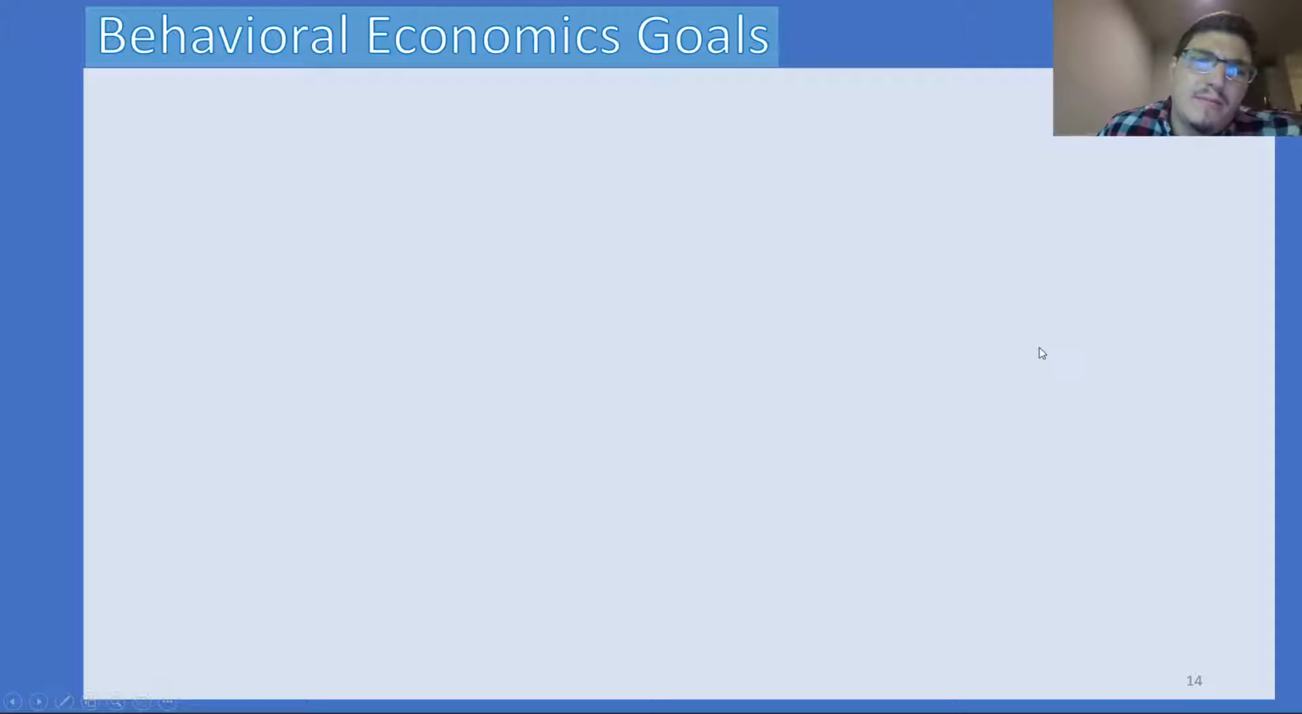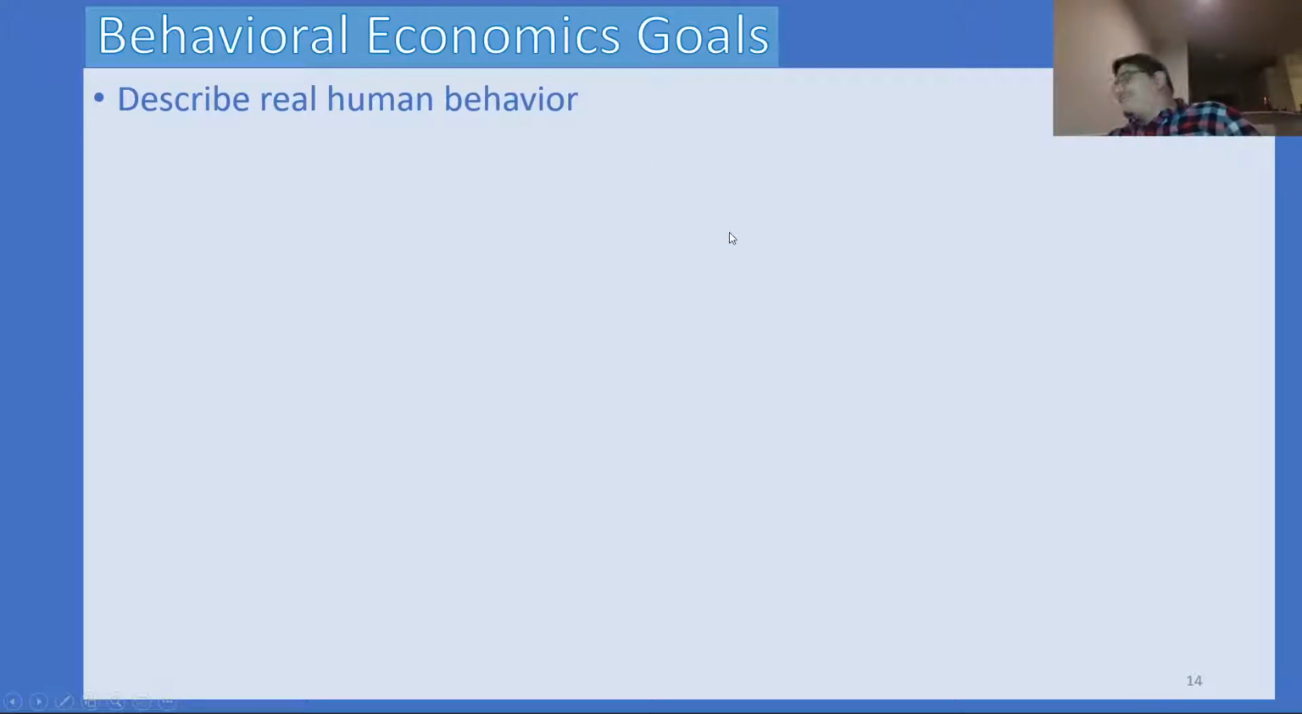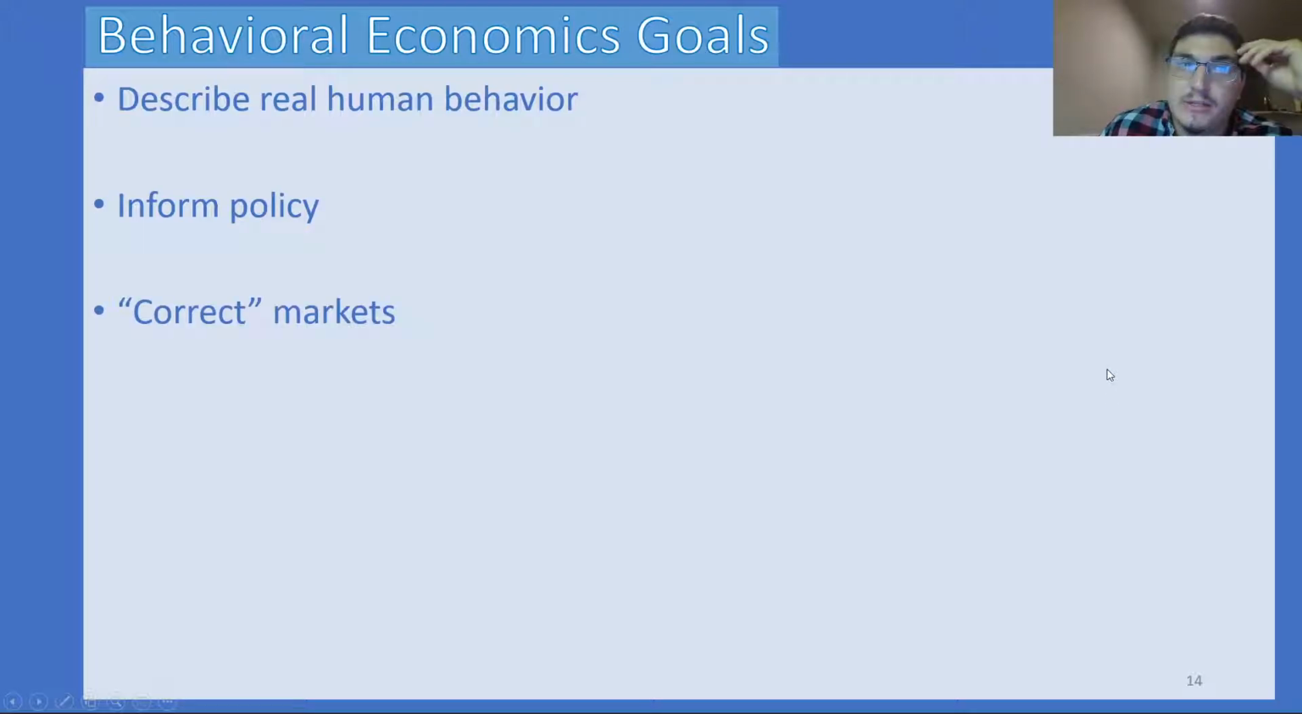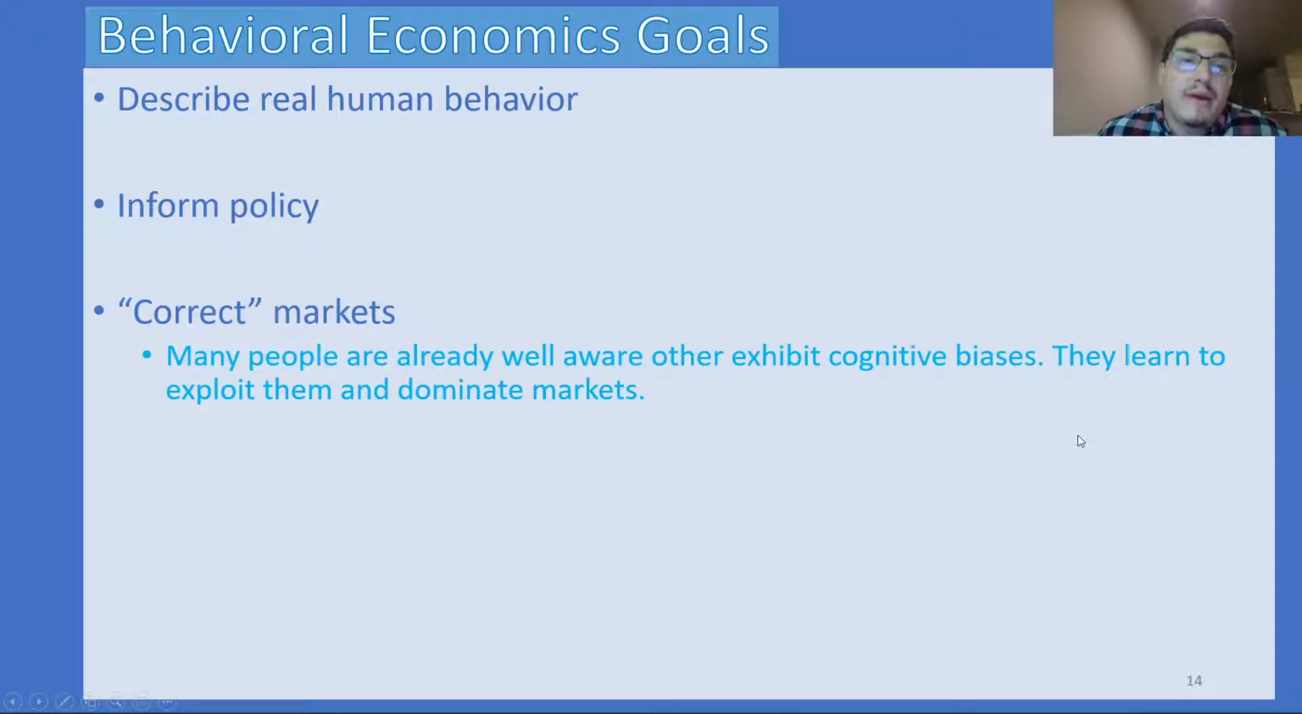Now, what are the goals of behavioral economics? Jumping through here. Storm, my dog's just camped out right here, rushing me along. Anyways, apologies for that. So what are the goals of behavioral economics? Well, it's to describe real human behavior. And then also one of my major goals is to inform policy. That's something I like to do, and I think it's fairly important. And then on top of that, it's to correct markets in a way. Sometimes it's used to exploit markets. That's why I have it in quotations there.